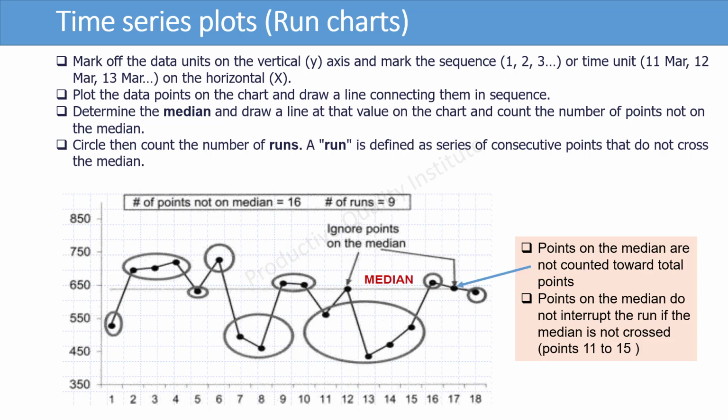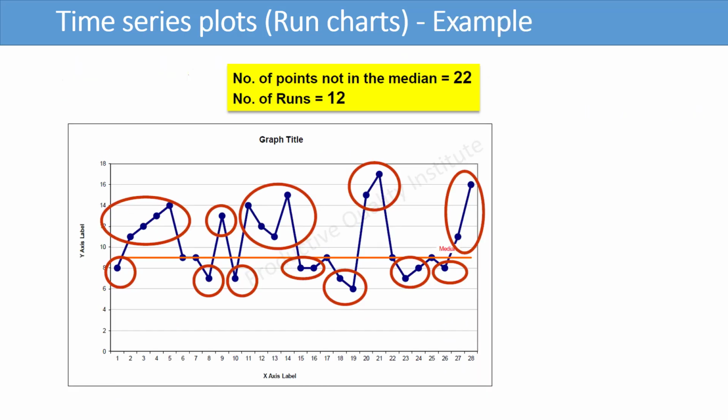Please note the following. Points on the median are not counted toward total points. Points on the median do not interrupt the run if the median is not crossed. In this example, the number of points not on the median is 22, and the number of runs is 12.